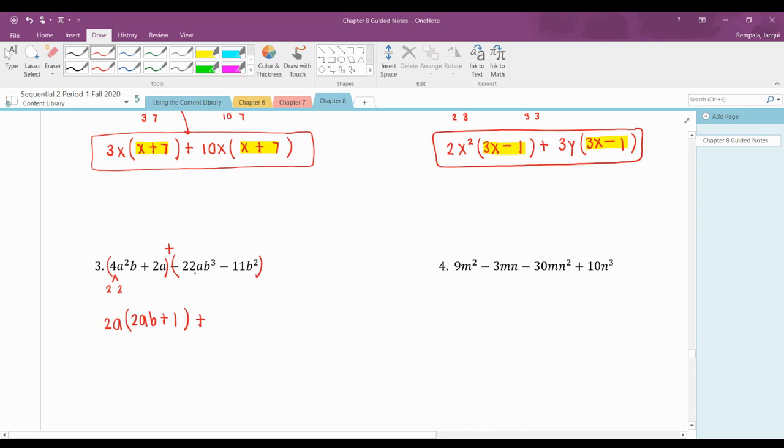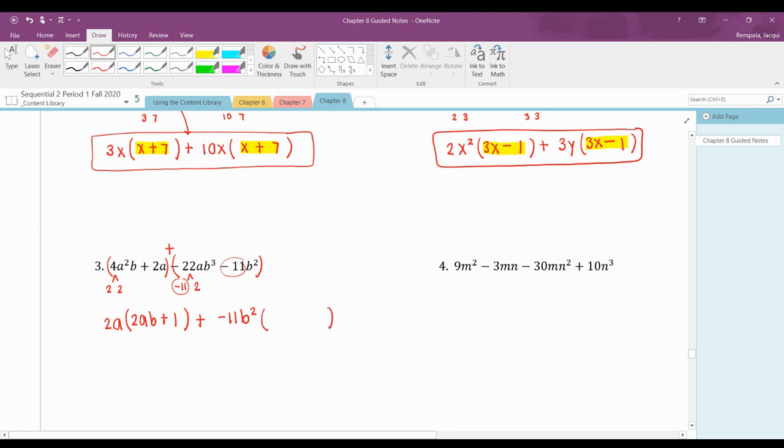Notice that we have a negative 22ab to the third and a negative 11b squared. So negative 11 is smaller than negative 22. Can I multiply negative 11 times something to get negative 22? And my answer is yes. Negative 11 times 2 is going to get me that. So they both have a negative 11 in common. If I look at the variables, they both have b's, and they have 2 of them in common because I take the smaller of the 2 exponents.